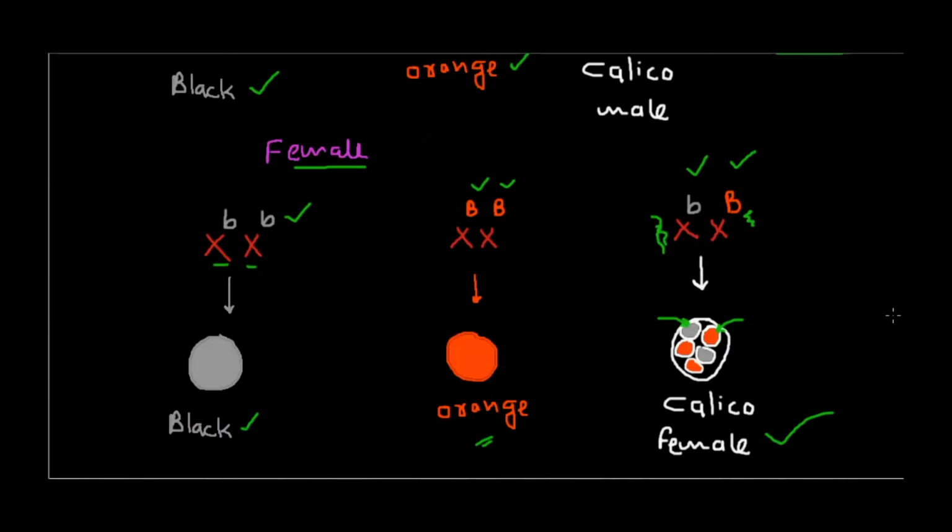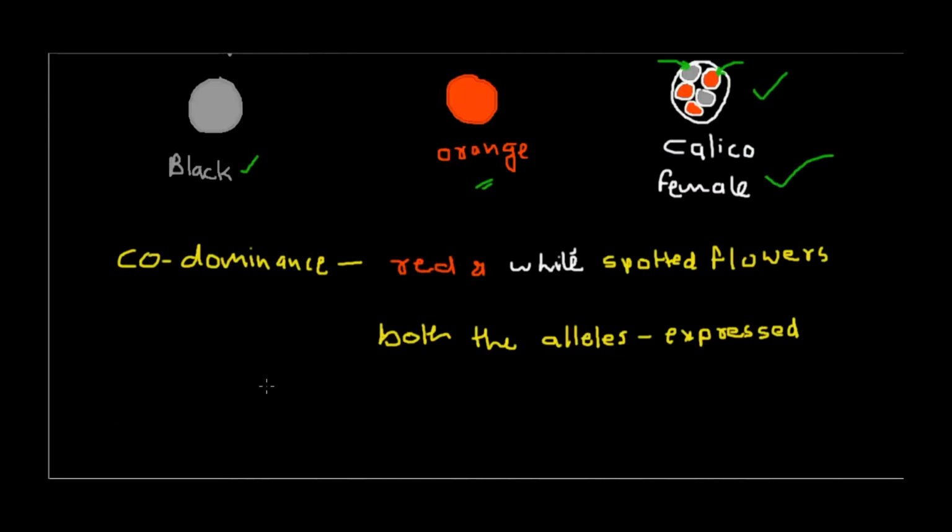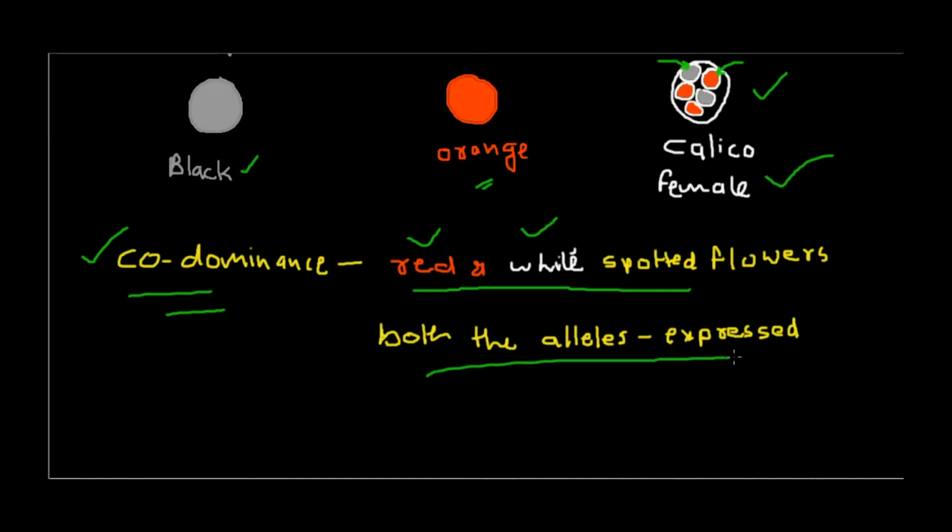Now, one point that we need to be clear about over here is that when you look at this expression of two pigments, it should not be confused with codominance. If you guys remember, in one of the previous videos, we spoke about codominance and we saw an example of red and white spotted flowers where the flower contained the gene for both red and white pigment and both the alleles were expressed. In that case, both the alleles were expressed and that was an example of codominance.